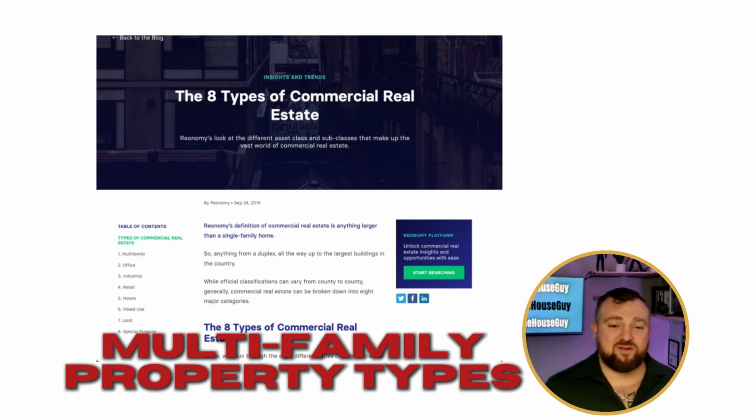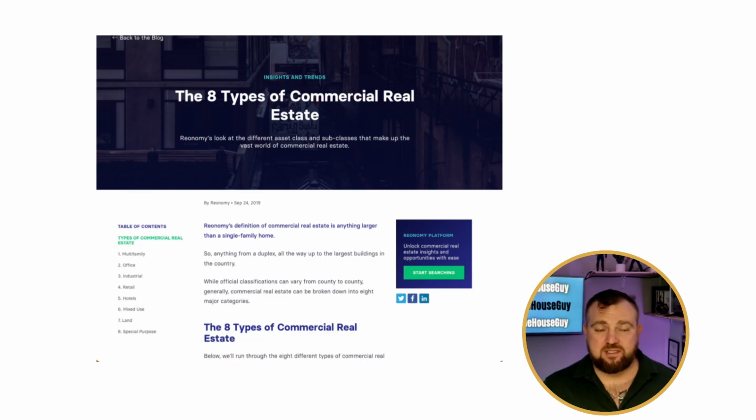The 8 types of commercial real estate. Now, we're going to go over each one of these types in detail, where you can get a basic understanding of what you're looking at and what you're talking about, most importantly. Now, there is a little bit of overlap between commercial and residential property. We're going to talk about what that overlap is, and I'm going to explain how you separate the two.